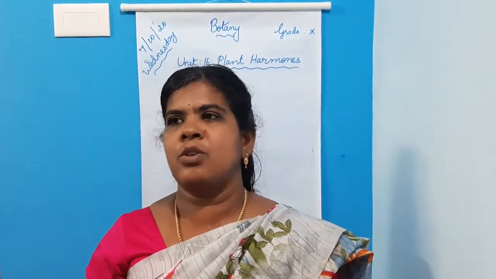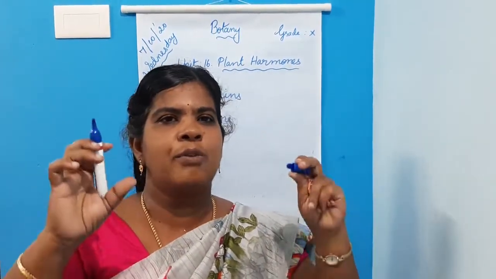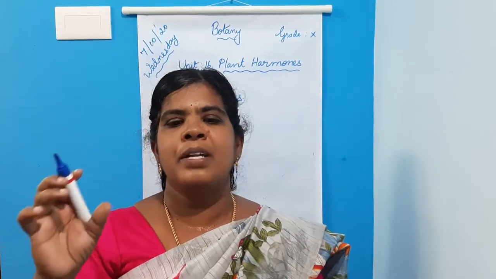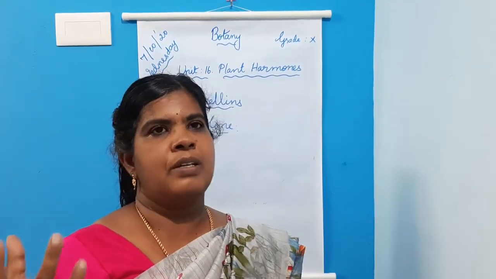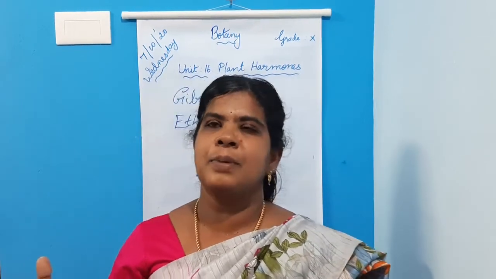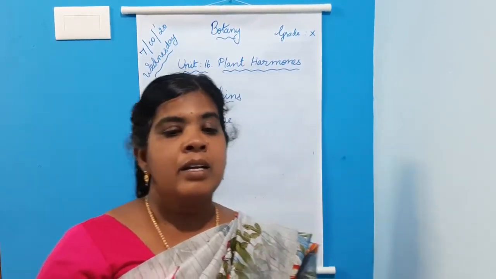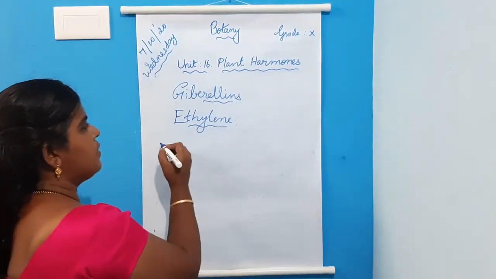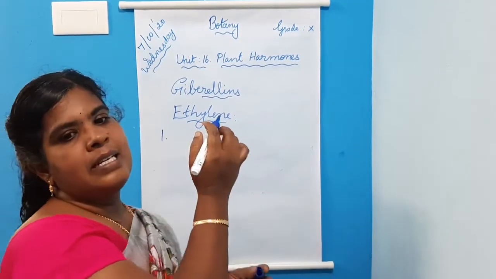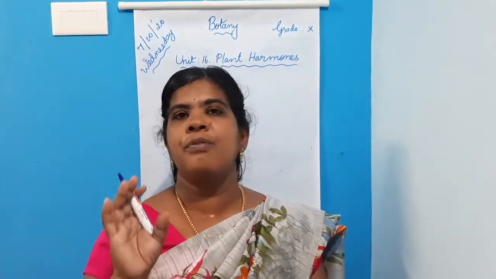Synthesis of ethylene is maximum when the fruits ripen. It is found in fruits like apples, bananas, melons, etc. Now, physiological effects of ethylene. First one is it promotes the ripening of fruits.